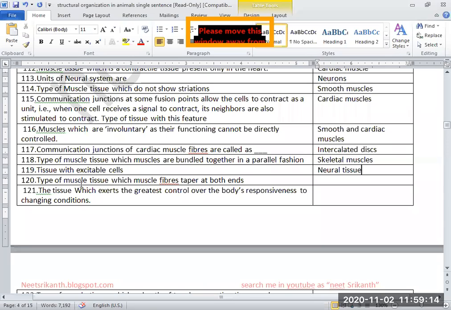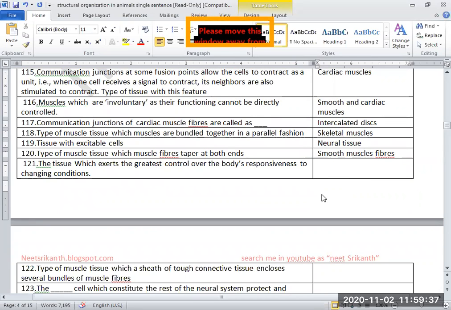Okay, types of muscle tissue: which muscle fiber tapers at both ends? Smooth muscle. Smooth muscle fibers taper at both ends. That is the characteristic feature of smooth muscle fibers to be remembered. The tissue which exerts the greatest control over the body's responsiveness to changing conditions: nervous tissue, neural tissue.